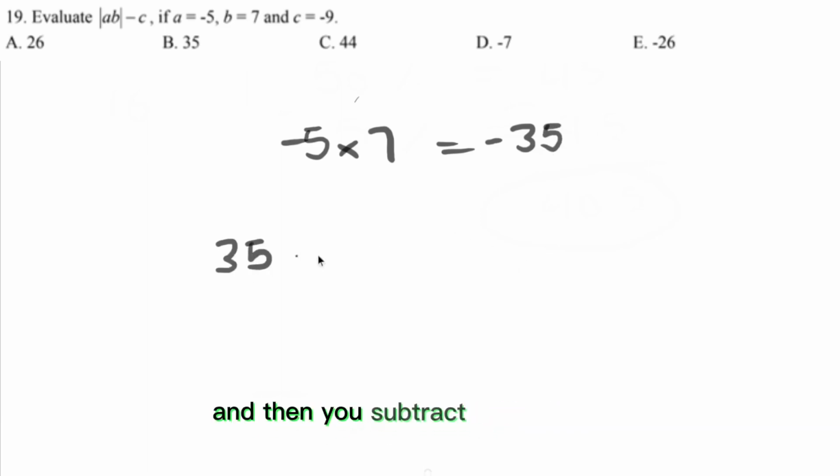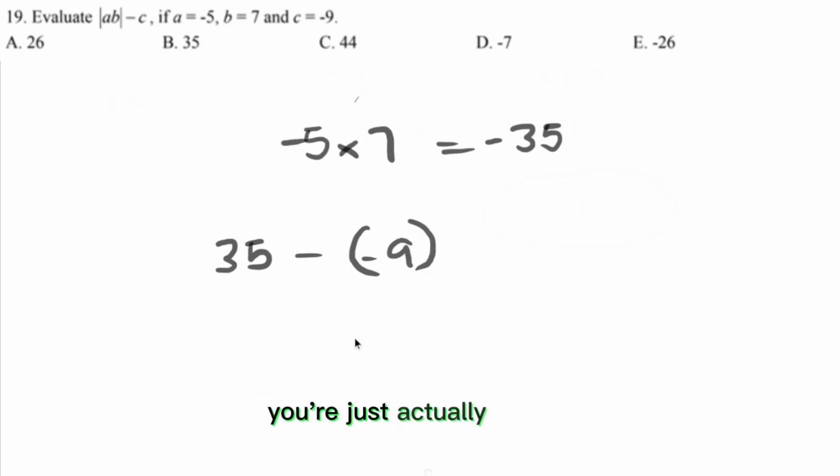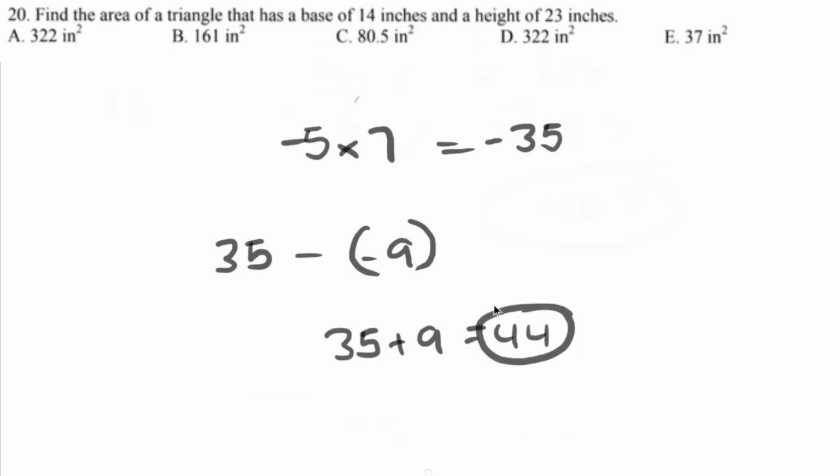And then you just subtract -9. But since you're subtracting a negative number, you're actually adding. So it's 35 plus 9, and you get 44. And that's your answer.